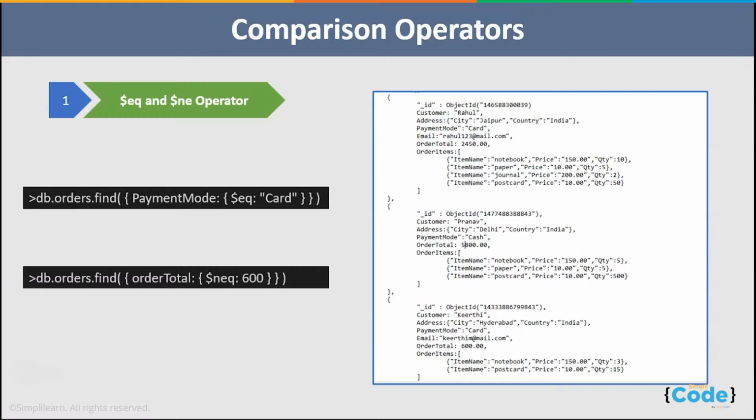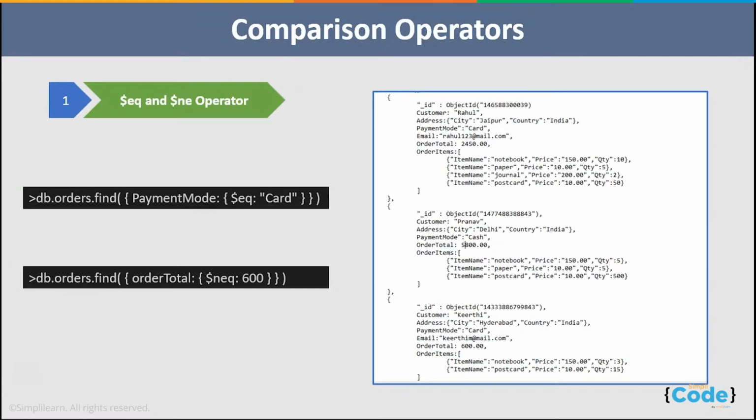I'm taking an example here, which says db.orders.find where payment mode is equal to card. So basically, the compiler finds all the documents present in this collection where the payment was made through card instead of cash. We have the details of two customers who have used card as the payment mode, which are customer Rahul and customer Kirti. In this way, it will return these two documents.